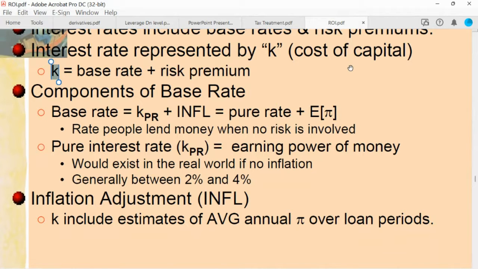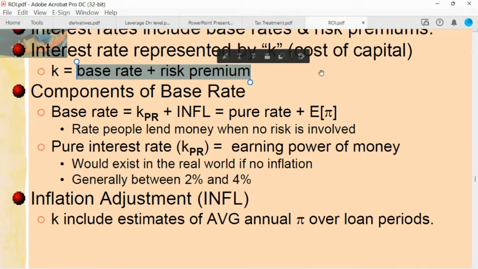So basically, you understand that the interest rate is the price you pay for borrowing money. In other words, it's the cost of raising debt capital, right? Interest rate is the cost of raising debt capital. So basically, a cost of capital consists of base rate plus risk premium.